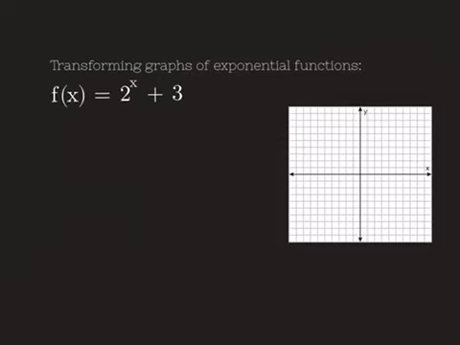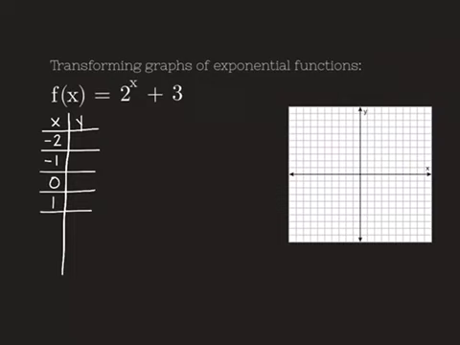So I'm going to use 2 to the x for this first one because we already found the table for that. So I'm going to rewrite that over here, but if you're not sure about these values, remember we just found them a couple of examples ago. So I'm just going to rewrite them here. So we had 1/4, 1/2, 1, 2, and 4. So notice how this +3 is off by itself. It's not with the x in any way. So this is going to shift our entire graph up 3.